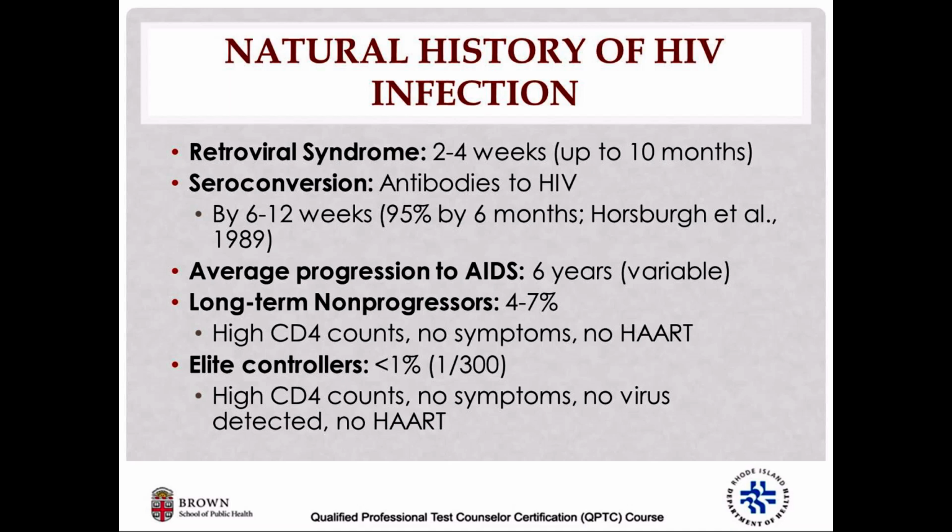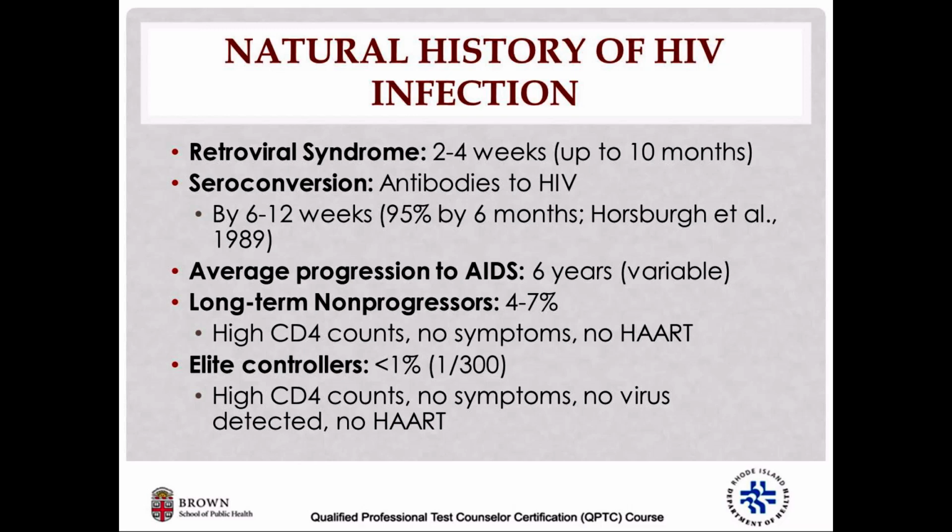There's also a really interesting group of people known as elite controllers. This is about 1 out of every 300 people, less than 1%. These are people that have specific variations of their immune system that actually allow them to control HIV. So these are people that have an essentially normal immune system. They have no symptoms. It's difficult to detect virus in them, yet they are known to have HIV. The reason they have very little virus is because their immune system is especially tuned to HIV, and there's some genetic variation that allows them to control HIV better than the general population.